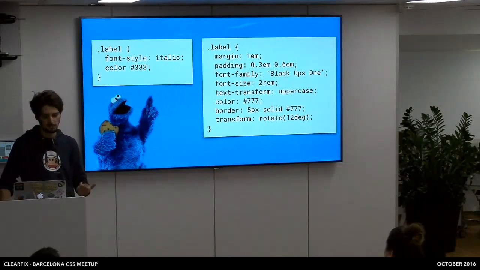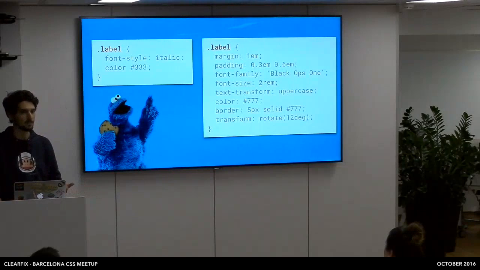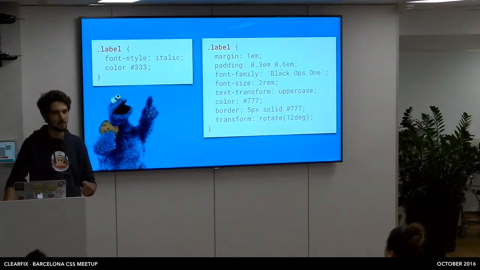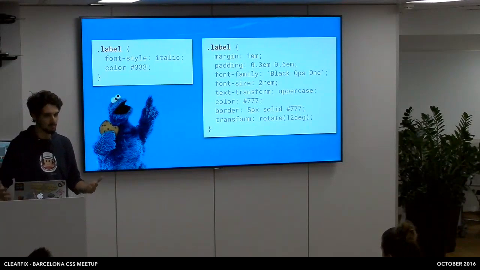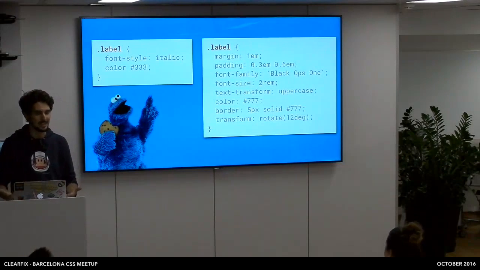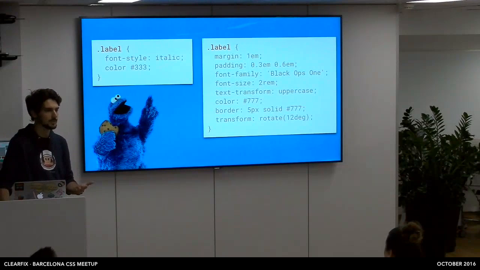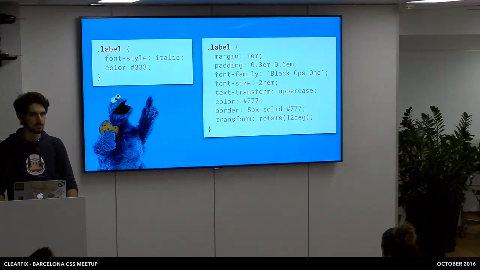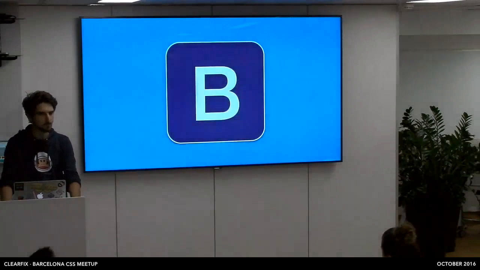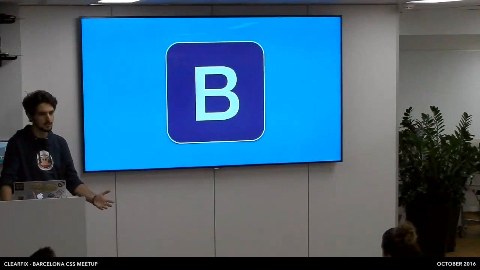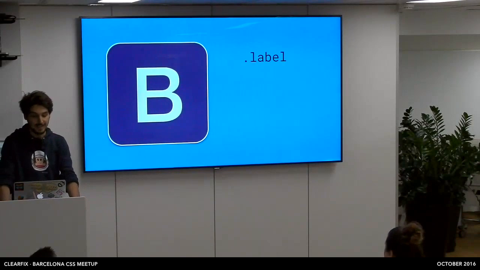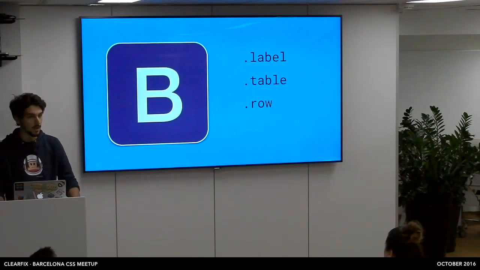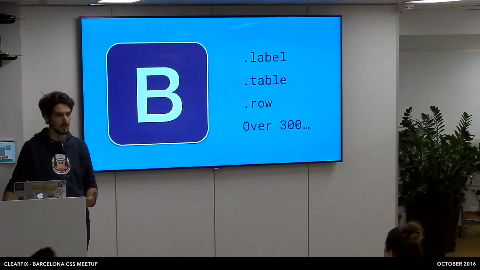We define two classes with the same name of label. So if I go and apply the label class on one of my elements, both those styles will apply, and the result is not really what we expect. And this is not everything, because one other colleague of mine wants to use Bootstrap for his grid system. And Bootstrap is defining a label class. It's also defining a table and a row and more than 300 more classes.